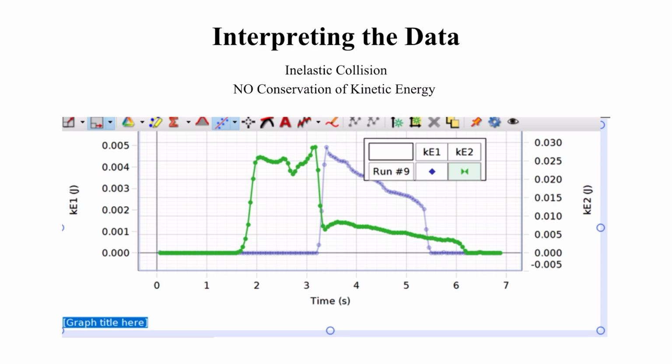In inelastic collisions, kinetic energy is not conserved. The graph comparing the kinetic energies of the two carts over time shows a steep drop just after the collision, indicating that kinetic energy was lost as the carts decelerate after the collision, and it is not conserved.